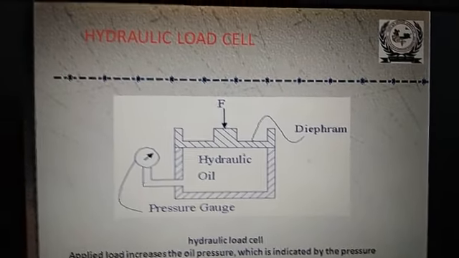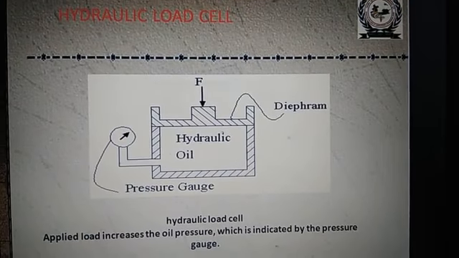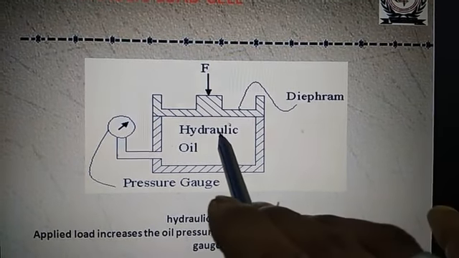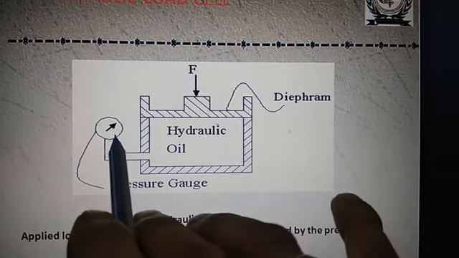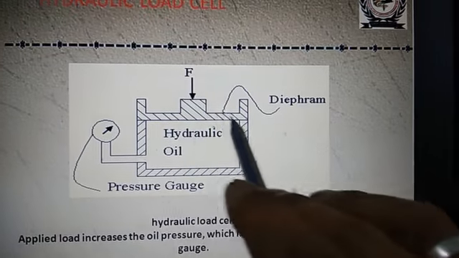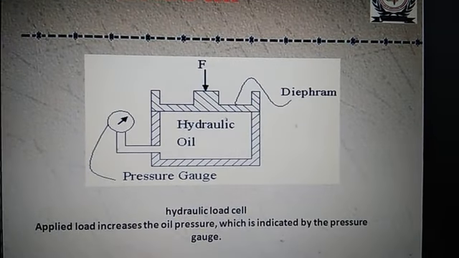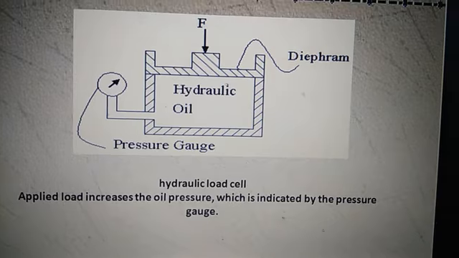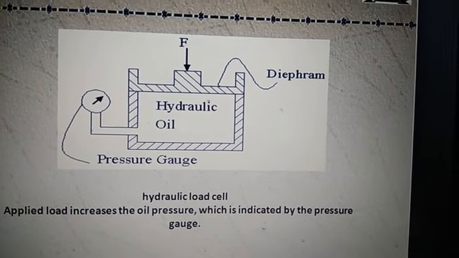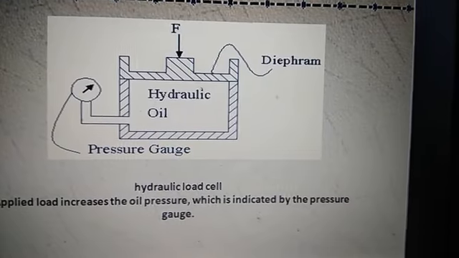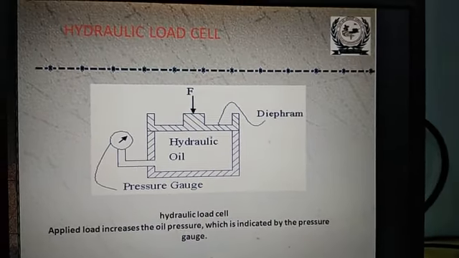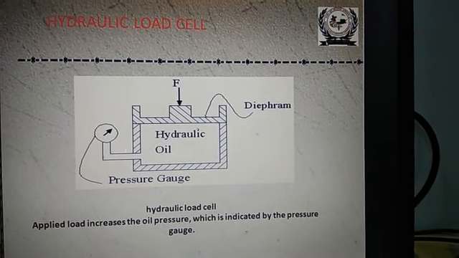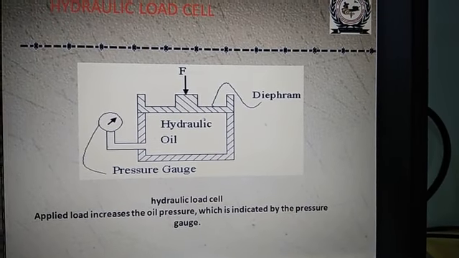This is another method called the hydraulic load cell. Here hydraulic oil is there, and this is a pressure gauge, and this is a diaphragm, and force is applied here. In the hydraulic load cell, the applied load increases the oil pressure, which is indicated by the pressure gauge. So this is force in terms of pressure. It can be measured with the help of the diaphragm and the hydraulic oil.